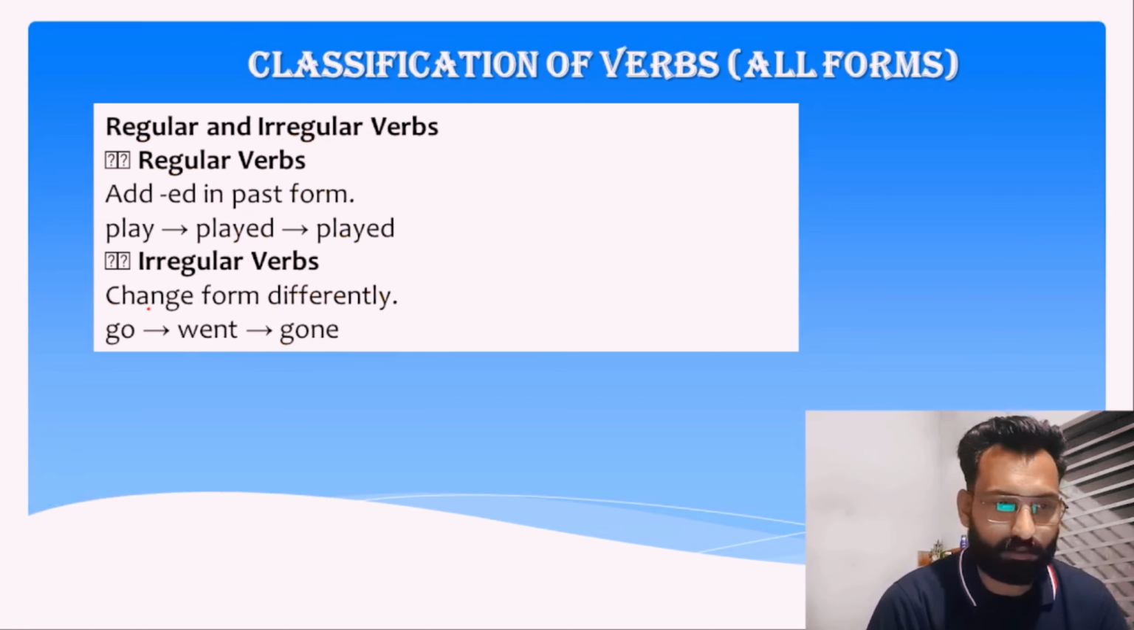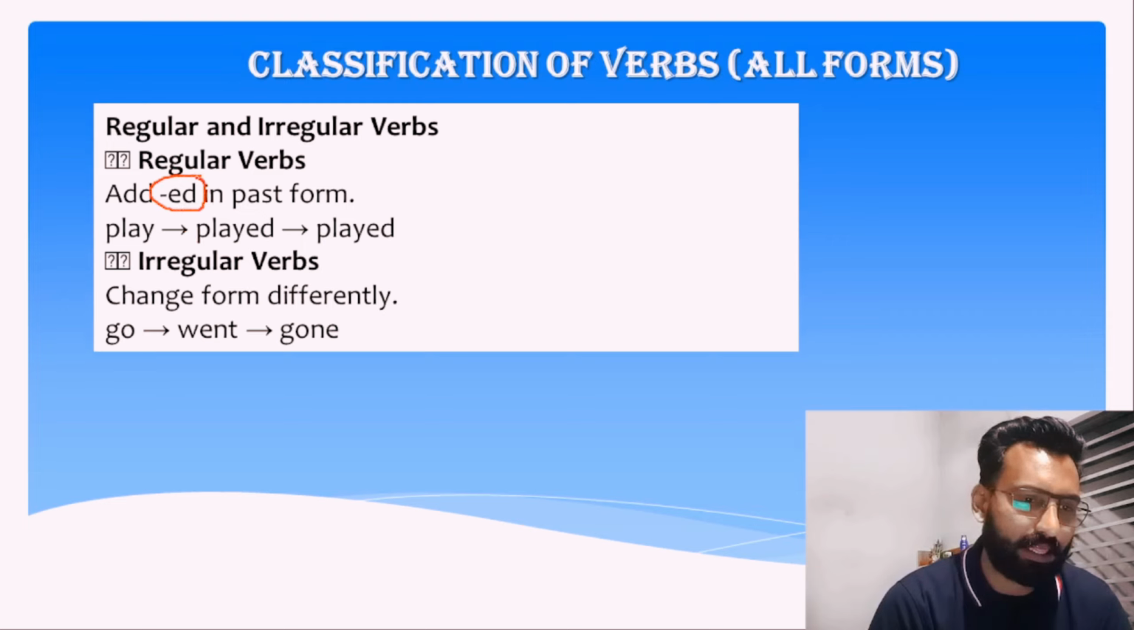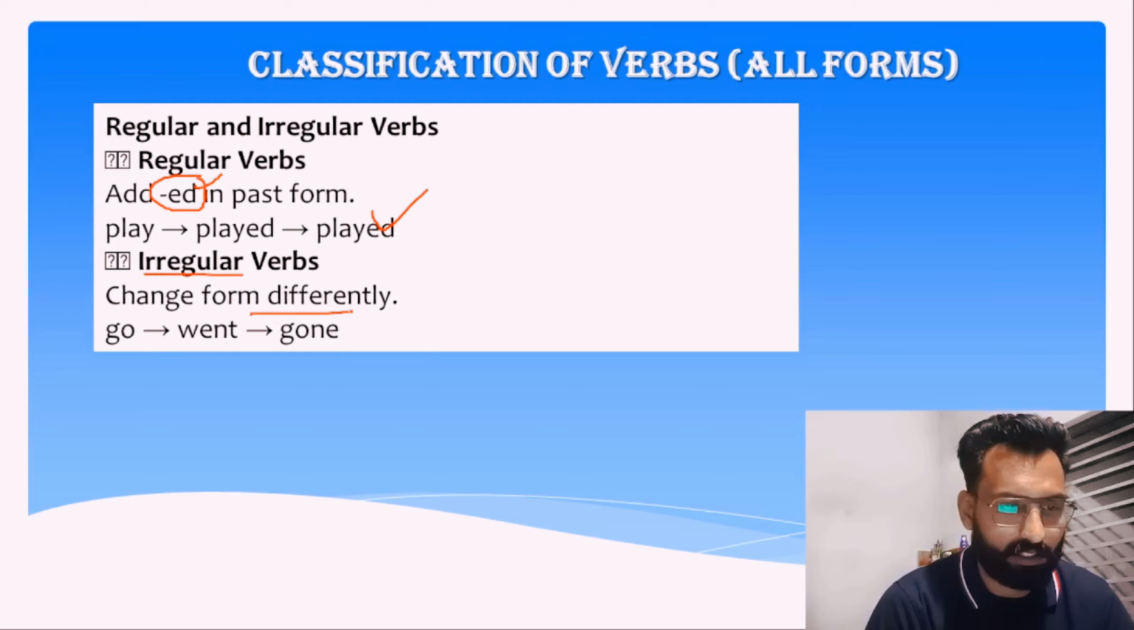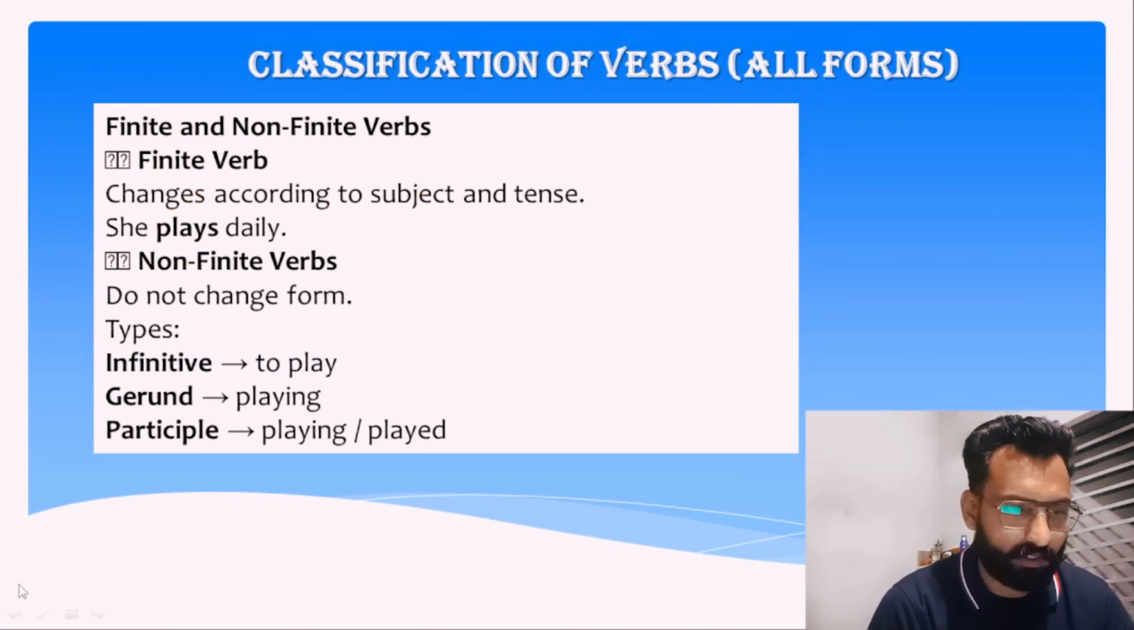Next one are regular and irregular verbs. Regular verbs are very simple and they end with ed. For example, play, played, need, needed. These kind of verbs are regular verbs. Irregular verbs change form differently. For example, go, went, gone, eat, ate, eaten, sing, sang, sung. These all are irregular verbs. Regular and irregular verbs. Next one, finite and non-finite verbs.